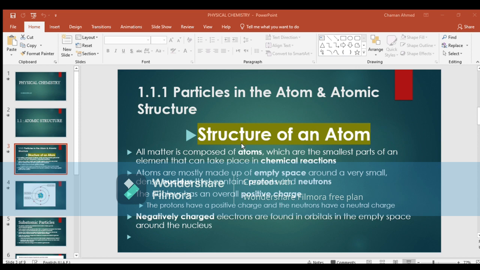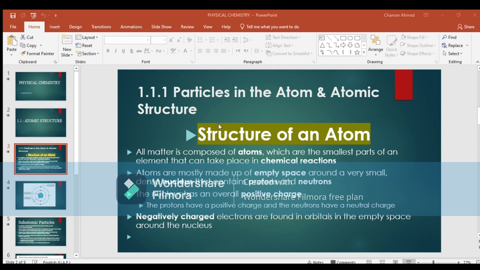That's straightforward. Now, negatively charged electrons, you can see they are negatively charged and they're found in the orbitals in the empty space around the nucleus. We'll also discuss the structure of these orbitals, but this is the basic info that you should be aware of when dealing with the structure of an atom. Electrons are negatively charged and they are orbiting in the empty space around the nucleus. So let's have a look at the structure now.